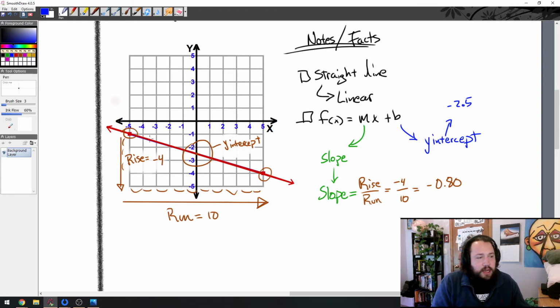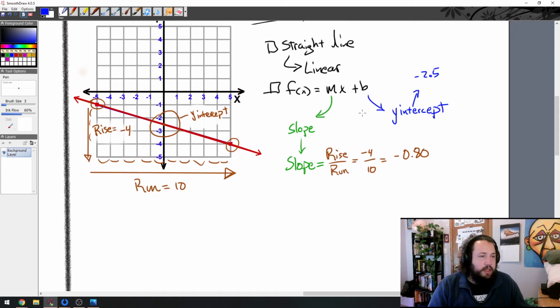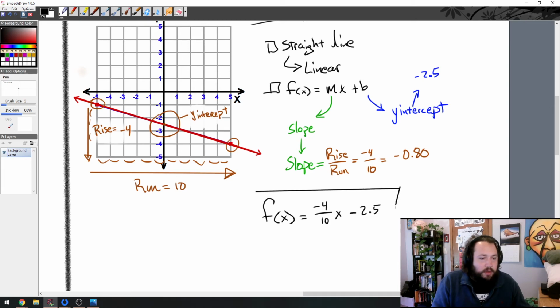A couple things, I can see that this slope is sloping down, and that would be decreasing. So it's sloping down, it is decreasing. But let's go ahead and write our equation out. We'd have f of x equals, and I'm going to take this slope, negative 4 over 10 x, and then I'm going to have my y-intercept tacked on the end here, and that would be my nice equation.